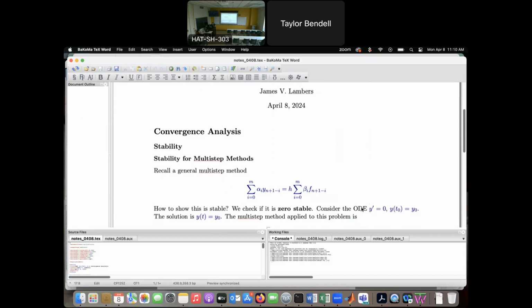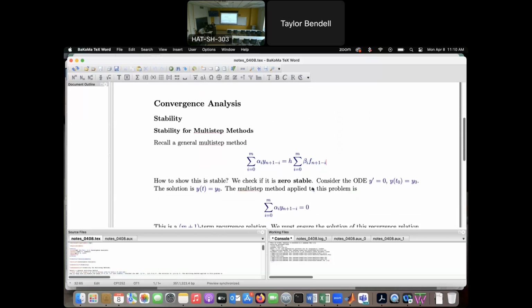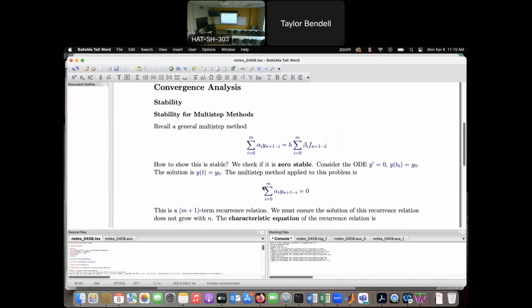Normally your ODE is y prime equals f of t, y, so f is 0 everywhere. So the right-hand side of a multi-step method is just going to be 0. Now all you have is your y value satisfying this equation. And this is called the recurrence relation. It's an n+1 term recurrence relation because the number of terms in the summation is n+1.